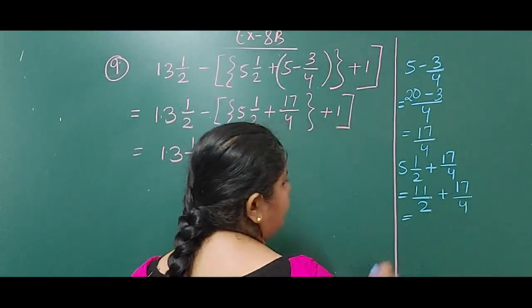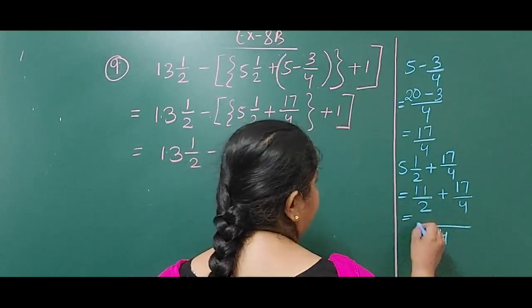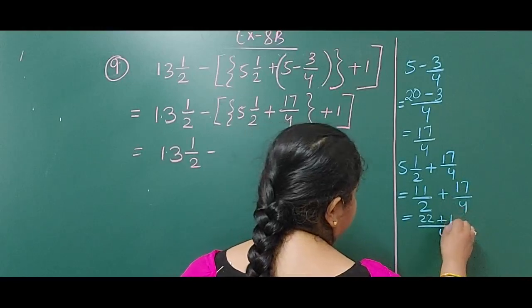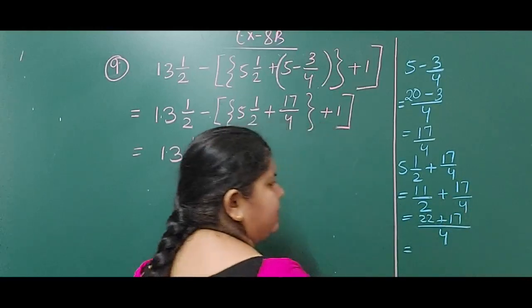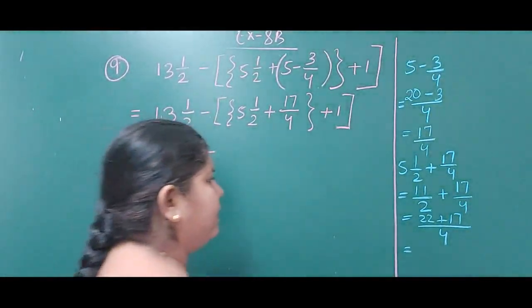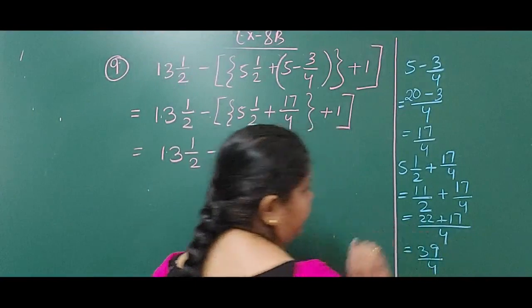That is equal to, we are going to put 4 here. 4 divided by 2, 2. 2 into 11, 22. Plus 4 divided by 4, 1. And this is 17. 22 plus 17. How much is it? 22 plus 7 is 29. 29 plus 10 is 39. So it will be 39 by 4.